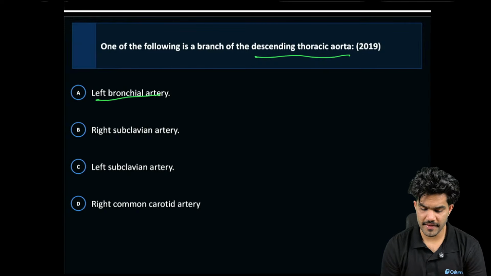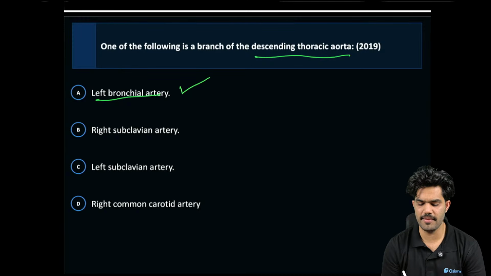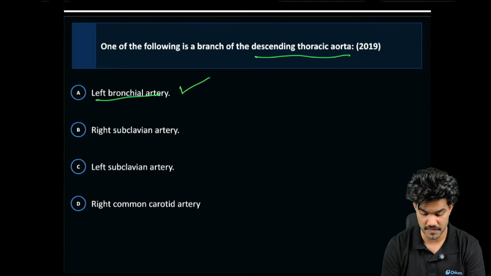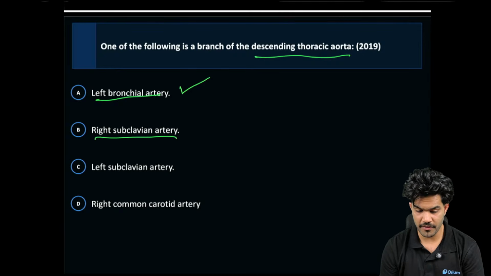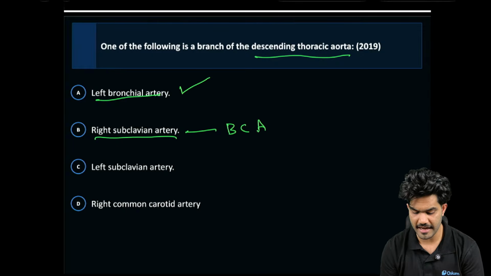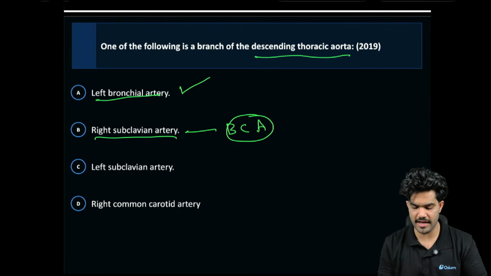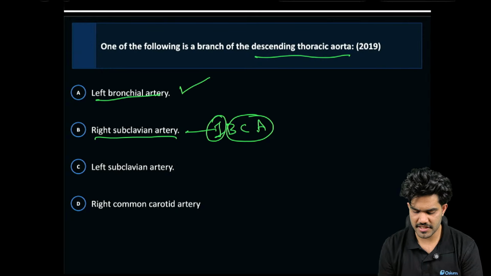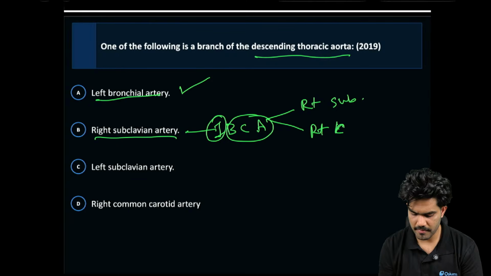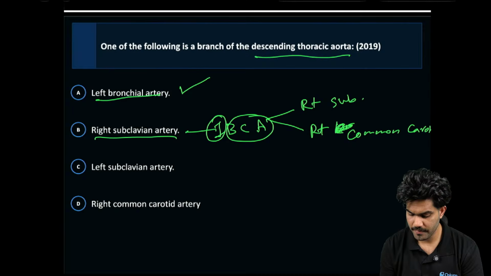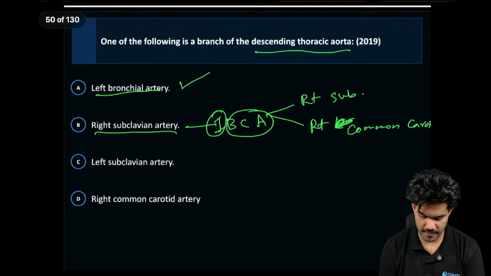Left bronchial artery? Yes, it is. It is the branch of descending thoracic aorta. Let's see next questions. Right subclavian artery? No. Right subclavian artery is what? Branch of brachiocephalic artery. Remember, on the right side, we only have one brachiocephalic artery, which will give what? Right subclavian and right common carotid. So this is what? Wrong answer.